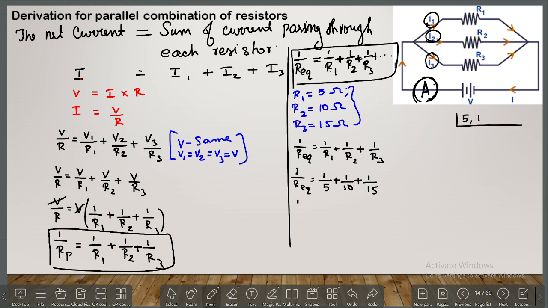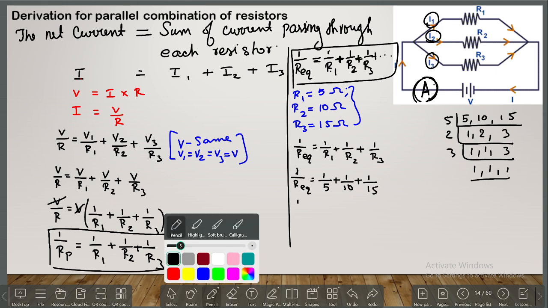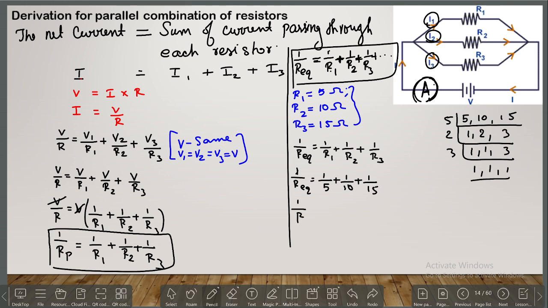5, 10, 15 is there. So 5, 1 5 are 2, 3. Again 2, 1, 3. Then 3, 1, 1. So the LCM of all the three numbers is going to be 30. If you are multiplying all the numbers, 5 2s are 10, 10 3s are 30.